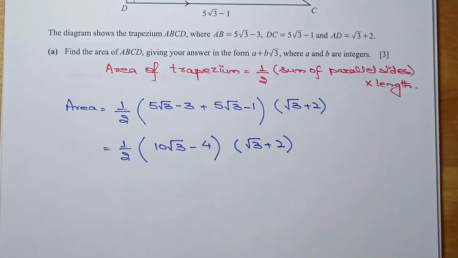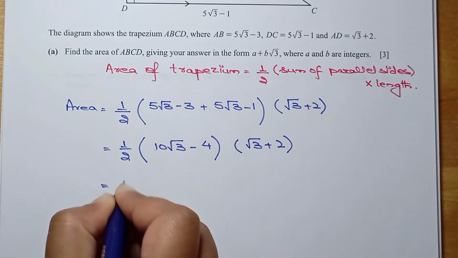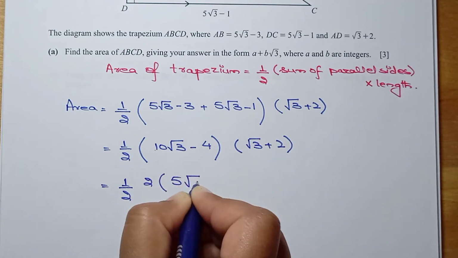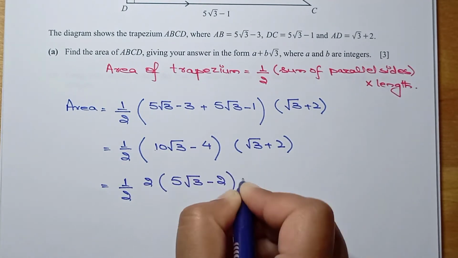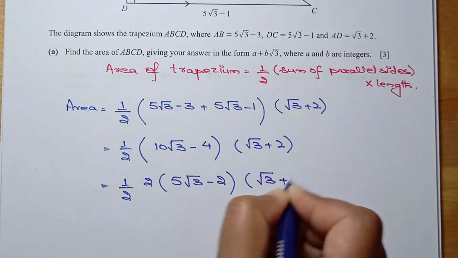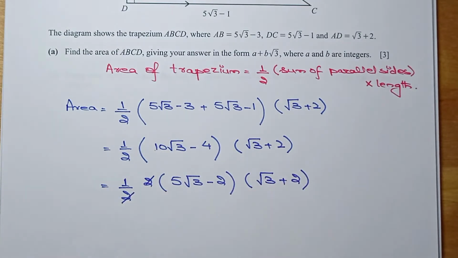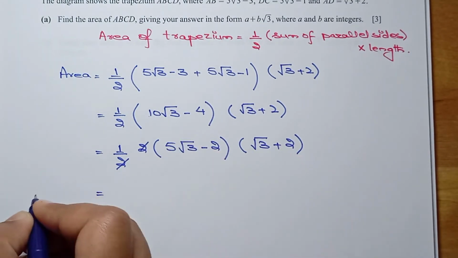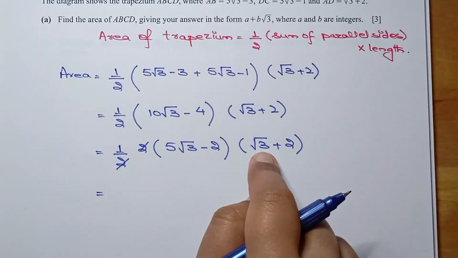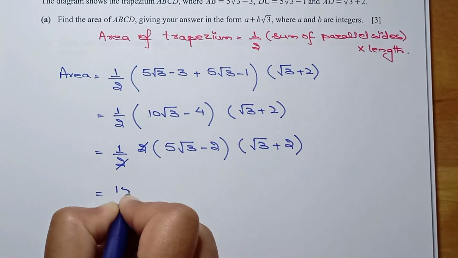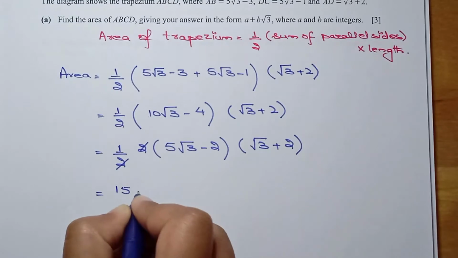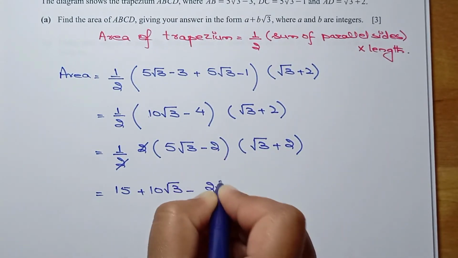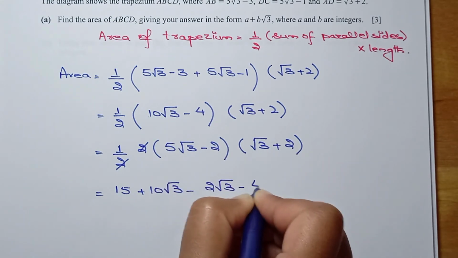Okay, so from the first, let me take 2 common. We have 1 by 2, 2 is outside, 5 square root of 3 minus 2, and square root of 3 plus 2. 2 is cancelled with 2. And we have 5 square root of 3 times square root of 3. So square root of 3 times square root of 3 is 3. So 5 times 3 is 15. This 5 times 2 is 10 square root of 3. This is minus 2 square root of 3. And this is minus 4.